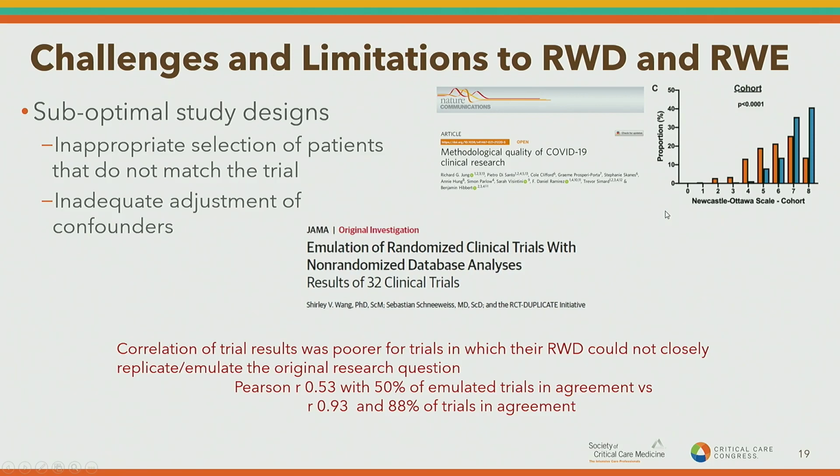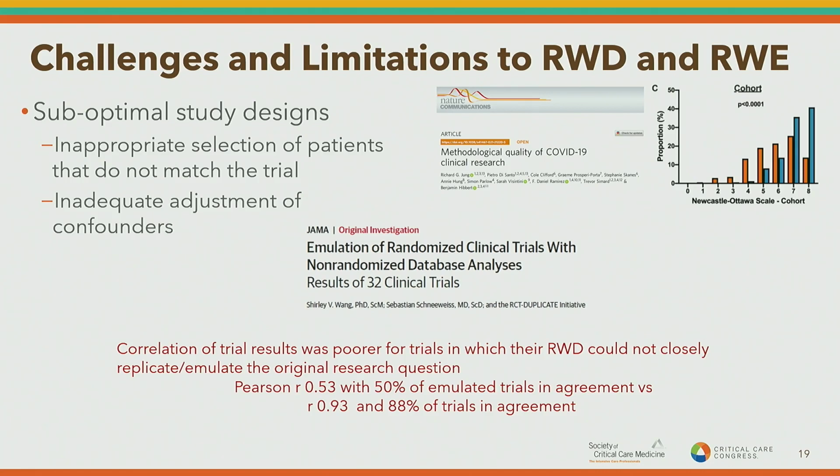When they looked at how well they can use real-world data to emulate randomized controlled trials, they found that there were some studies that they could emulate well. The data is there for them to match on the patients, match the study design, and match the outcome. And then there are trials that they couldn't match so well.